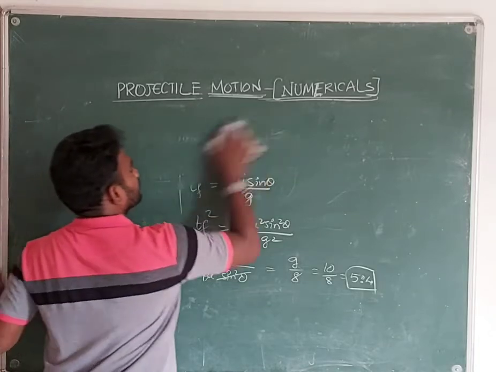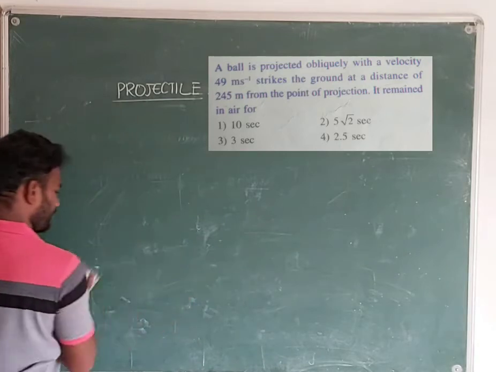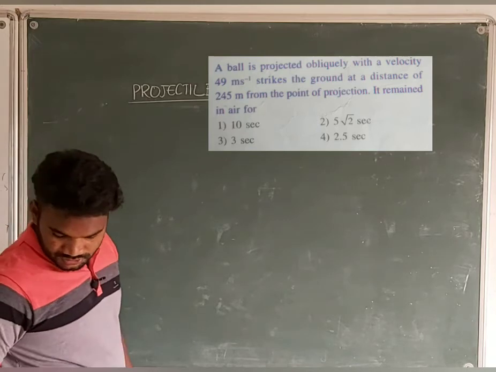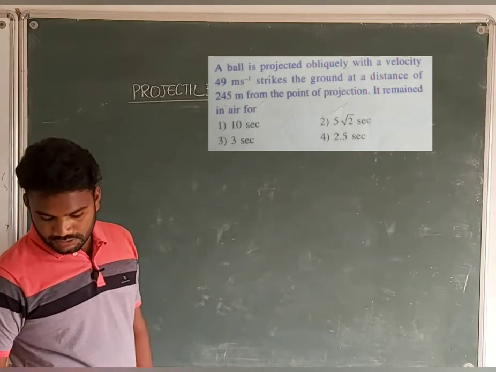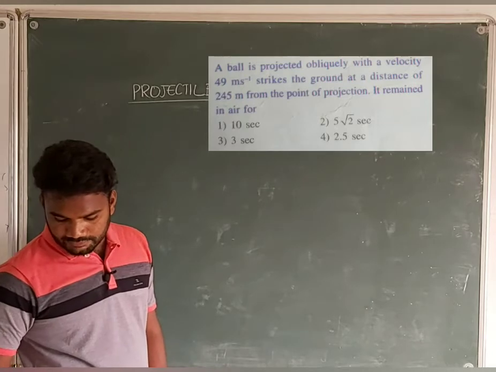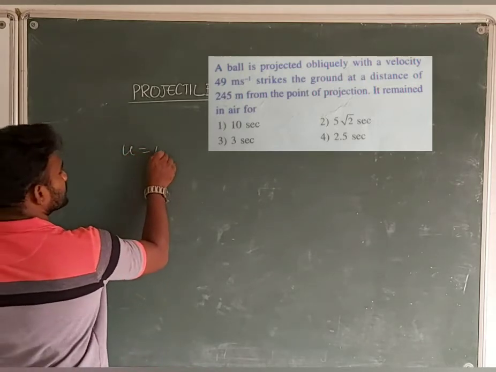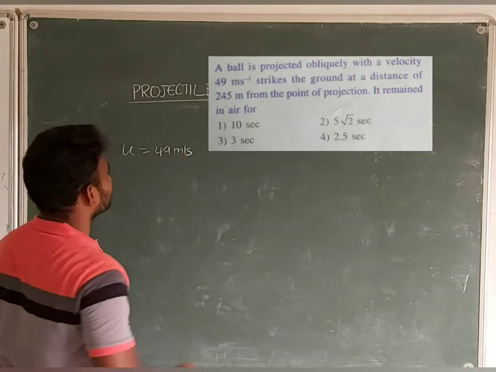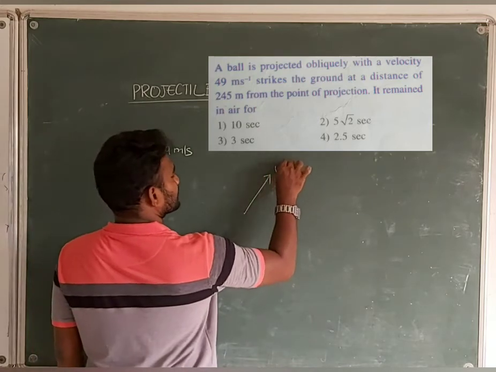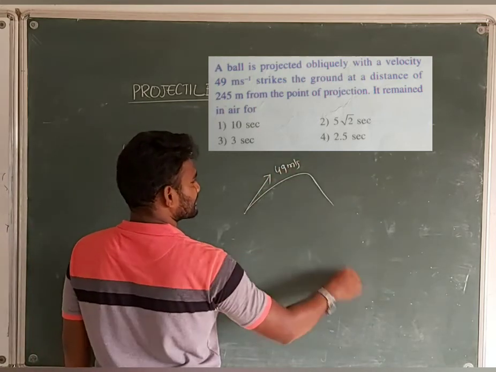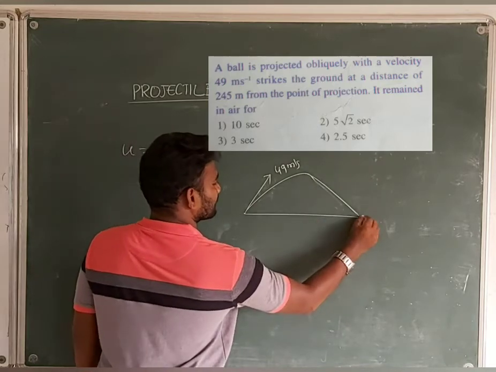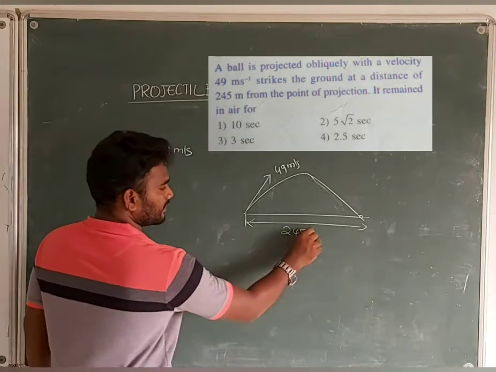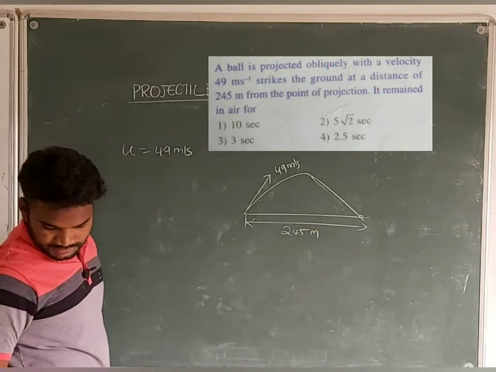Yes. Next, we will go for one more question. Okay, students, in this question, listen clearly. A ball is projected obliquely with a velocity of 49 meter per second. U is equal to 49 meter per second. It strikes at a distance, let me consider, such that the total distance covered horizontally is 245 meters this side. Okay, fine, that is the range from the point.